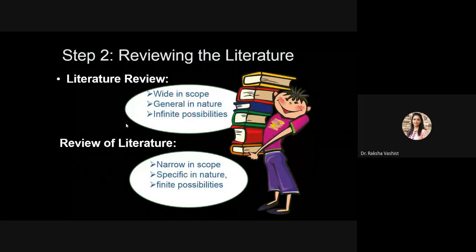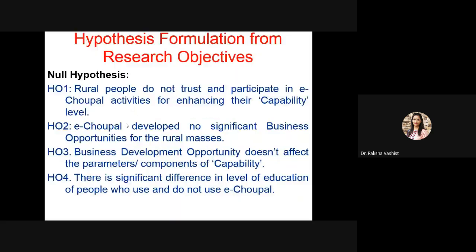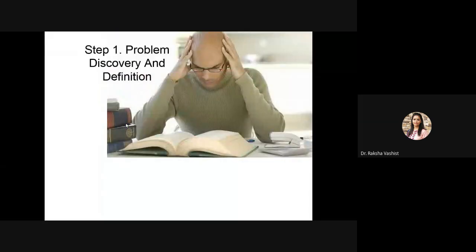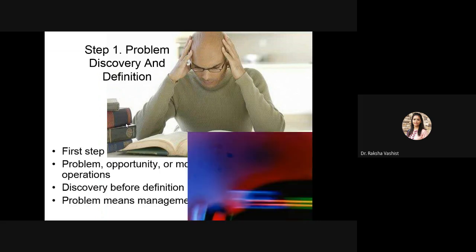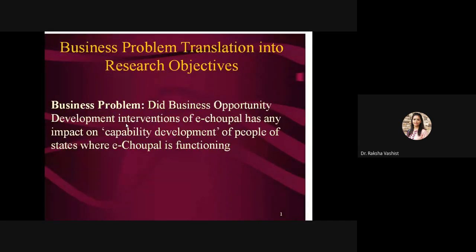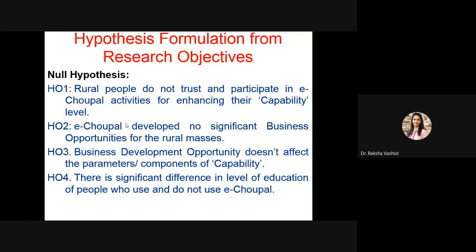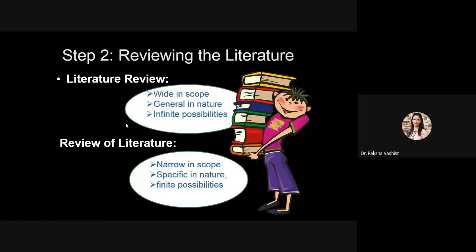All right. So after the first step, we have learned how to choose a topic, how to generate a problem, how to formulate research questions, how to formulate research objectives, and how to formulate the hypothesis from the research objectives. All right. So now move on to our next step, that is reviewing the literature. Reviewing the literature is the next step.